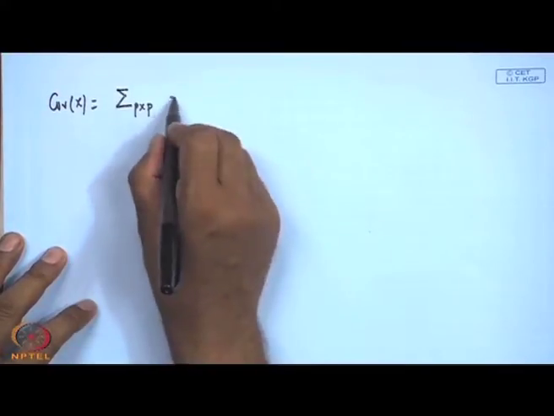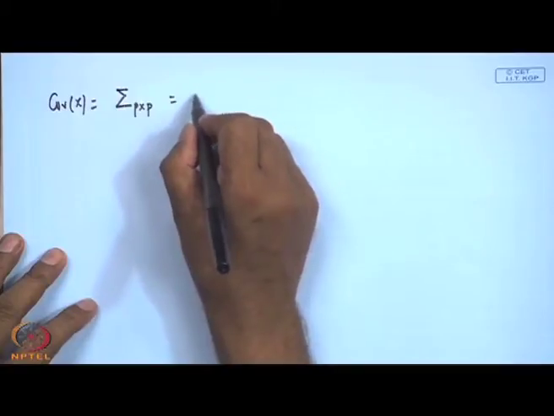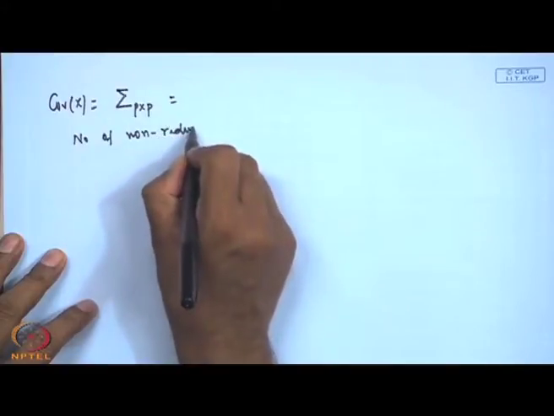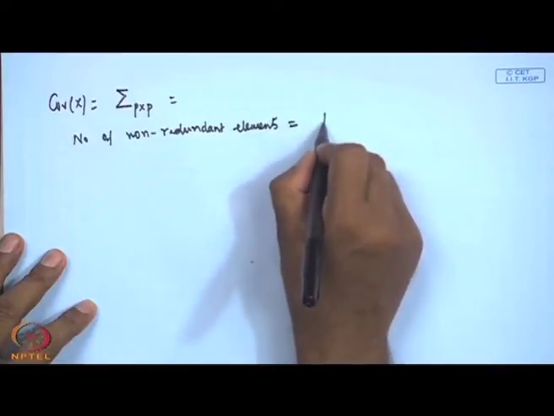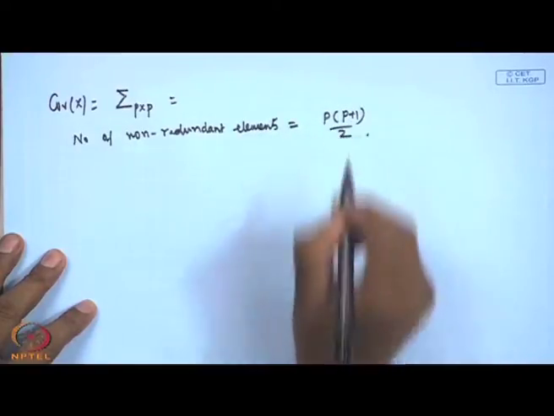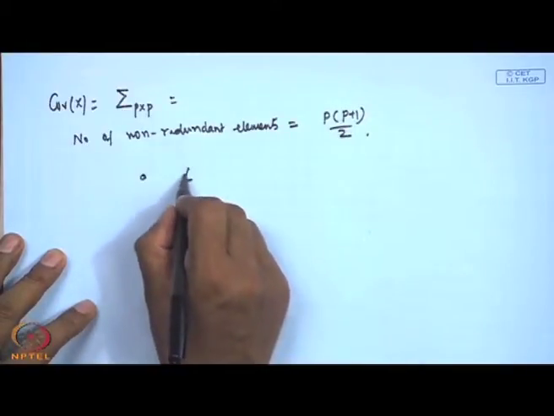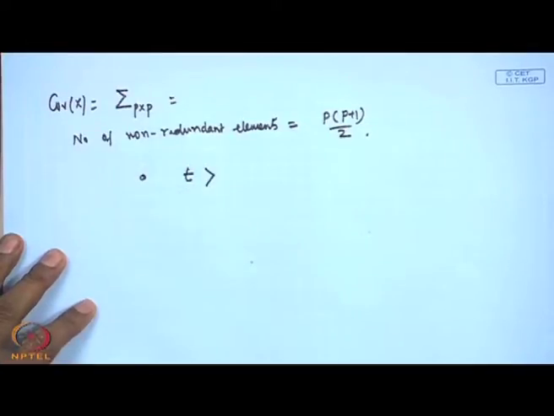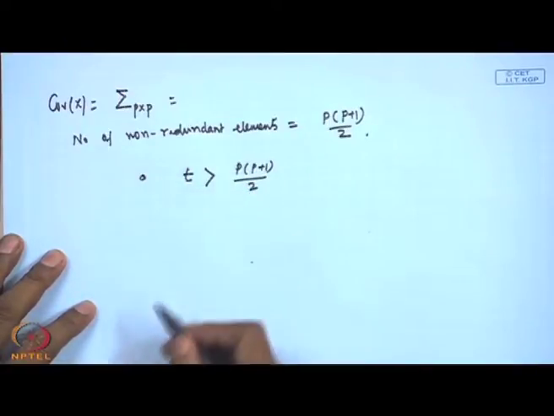Now, how many unique or non-redundant elements is that? This is also a symmetric matrix. So, the number of non-redundant elements equals P into P plus 1 by 2. Now, see what type of situation will occur. We require to estimate T number of parameters. It may so happen that the number of parameters to be estimated is greater than the number of independent non-redundant elements in P, that is the available information.